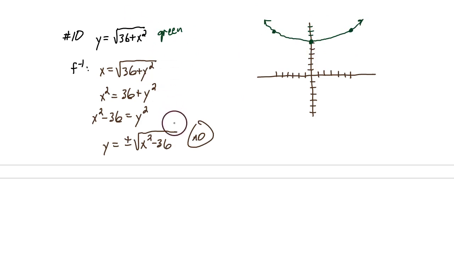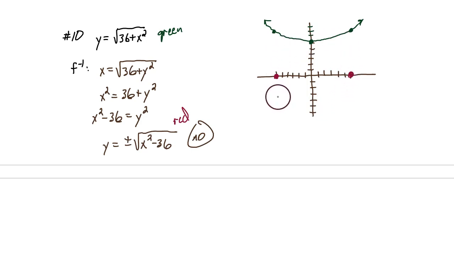Let's switch to red ink for the other one. What if x was 6? 6 squared is 36. 36 minus 36 is 0. So this would all turn out to be 0. When x is 6, y is 0. And similarly, when x is negative 6, y is 0. What if x was any number between negative 6 and positive 6? Then when you square it, you would get a number less than 36. And then when you subtract 36 from a number less than 36, you would get a negative number in the radical, which is undefined. In our graph, there will be nothing in between those x values.